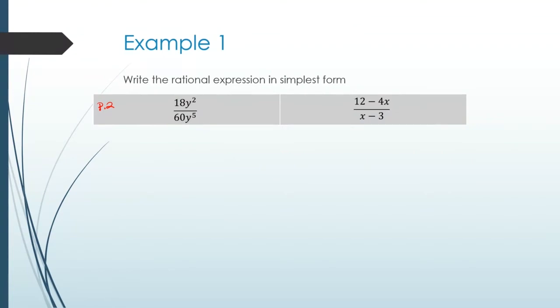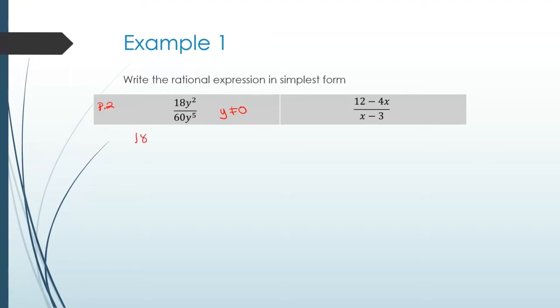I can't plug in 0 for y, because then I have 60 times 0 and I get 0 in the denominator. So y cannot equal 0. We have to keep that in mind when we're simplifying. And if we end up having no y's left or something like that in the end, we may have to write that.